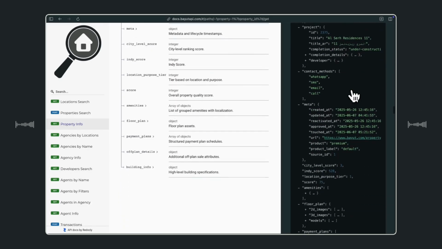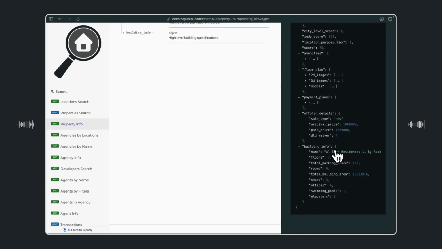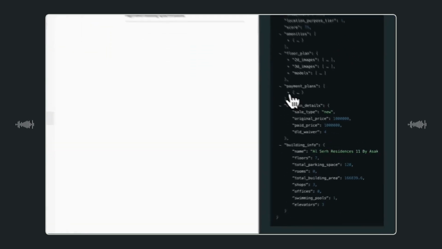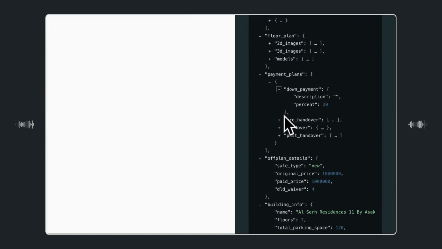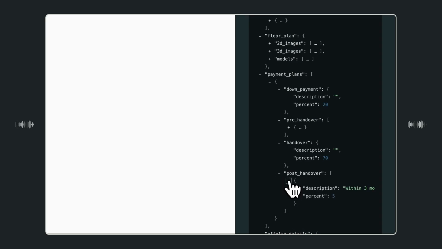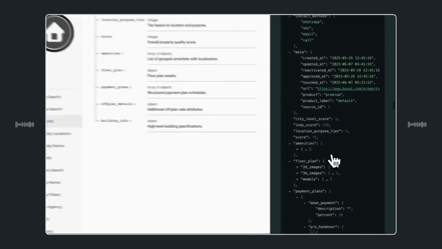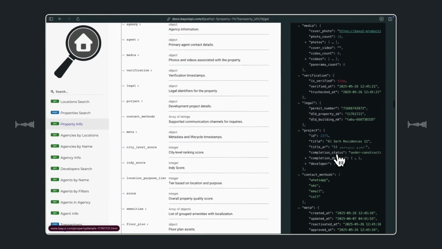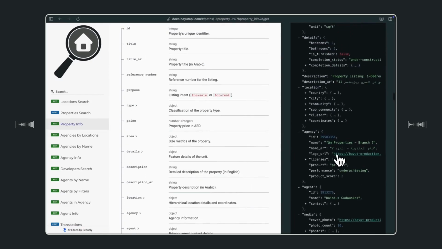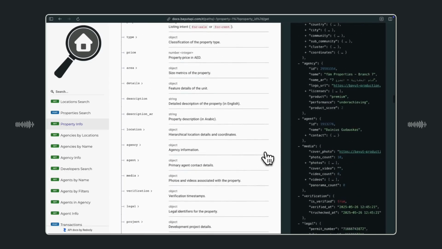This isn't just some general payment scheme. It's the exact detailed financial roadmap for that particular listing, which is critical for due diligence. Wow, so this means you're not just getting a price, you're getting the entire financial roadmap, plus visual assets like 2D, 3D images, even models for floor plans. So you're not just getting raw data, you're gaining this immersive pre-purchase experience. It allows for detailed due diligence and, I guess, more confident investment decisions. Even if you're buying sight unseen from across the globe, it really brings the property to life.